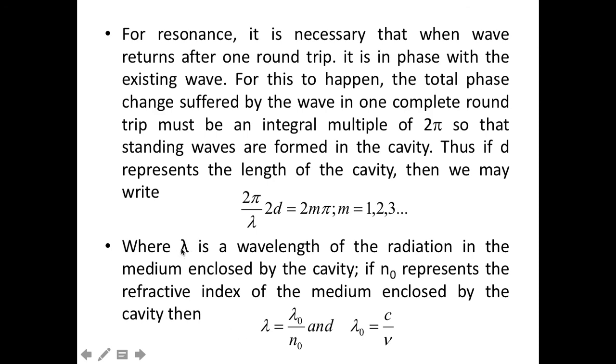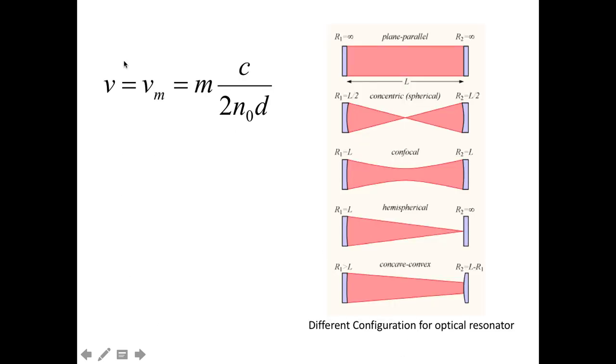So this lambda can be written as lambda 0 upon refractive index, and this lambda 0 is nothing but c divided by mu, the velocity of light divided by the frequency. If we put this lambda 0 and this lambda in the equation, you can get the frequency equation: mu is equal to mu m is equal to c upon 2 n0 d.